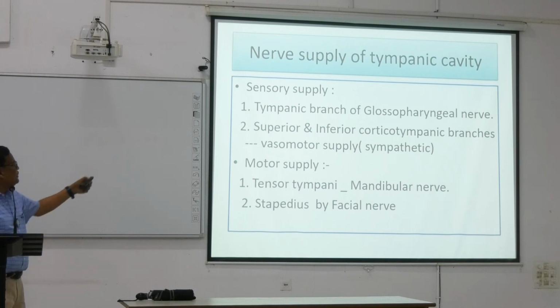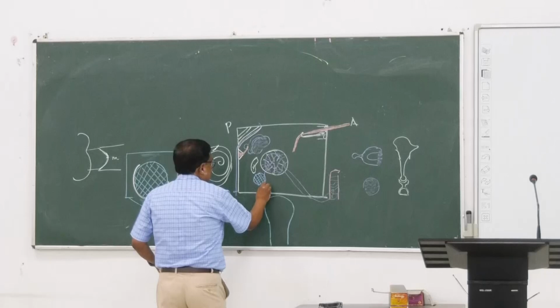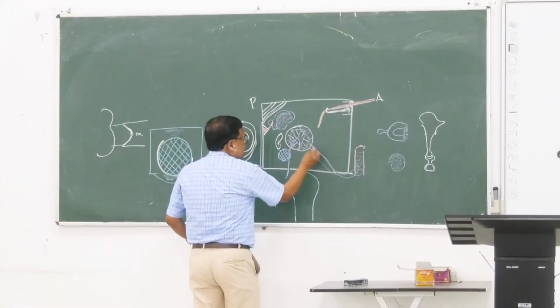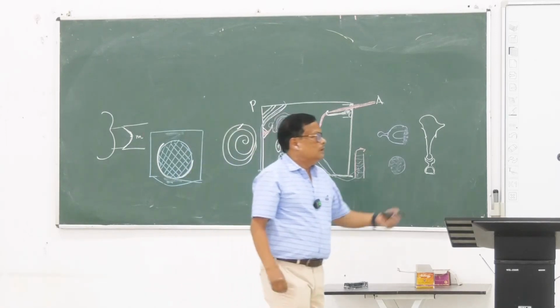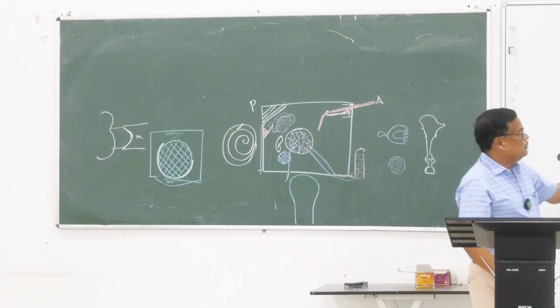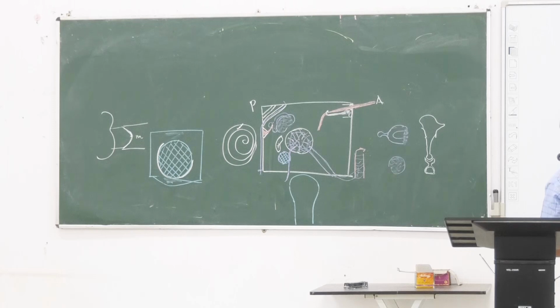Glossopharyngeal nerve and superior and inferior branches of the caroticotympanic nerve. And the motor supply, which I have said repeatedly: tensor tympani is supplied by the mandibular nerve, stapedius by the facial nerve.